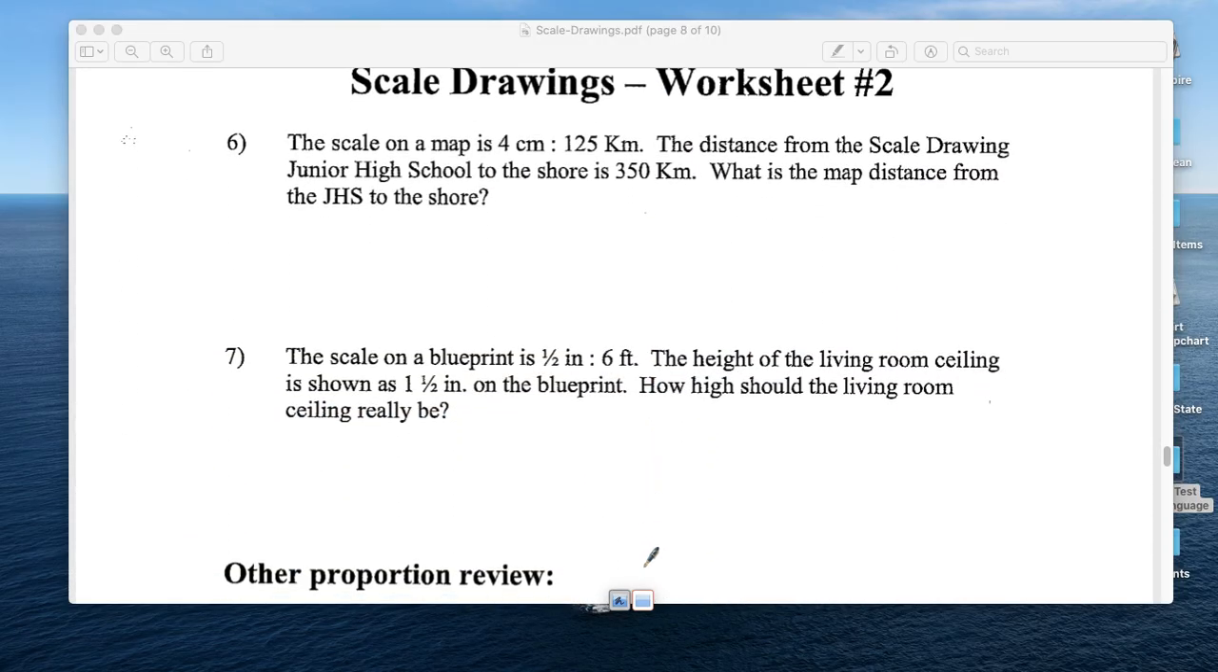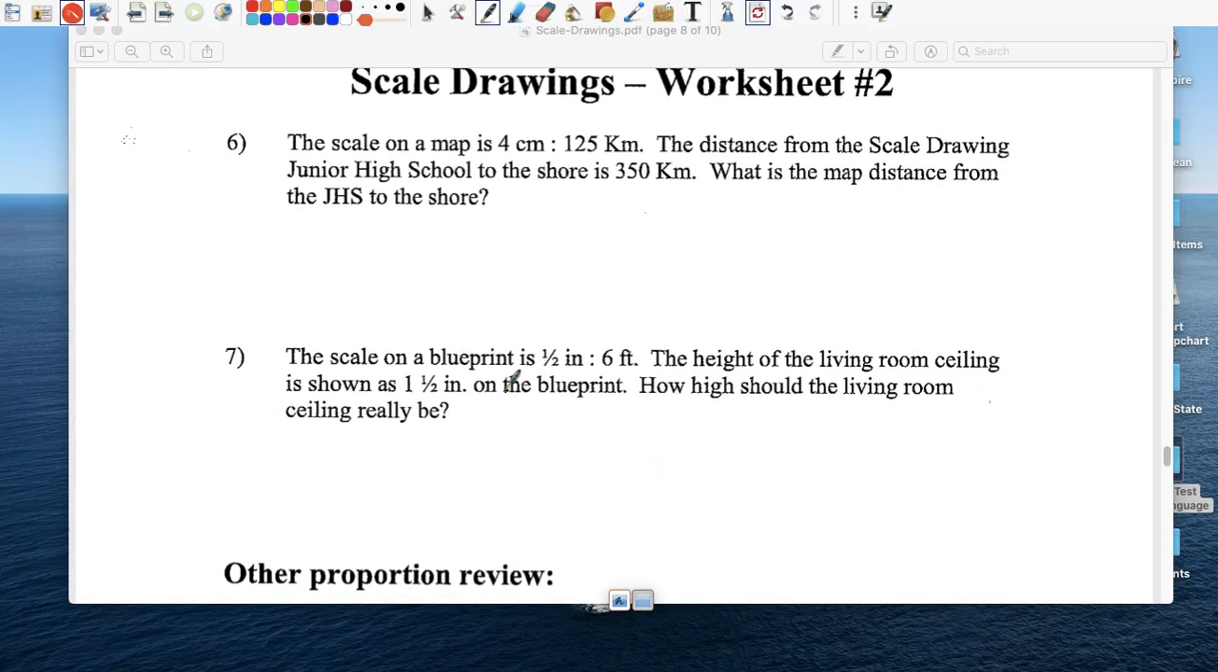Okay, two more. The scale on the map is 4 centimeters to 125 kilometers. The distance from the scale drawing junior high school to the shore is 350 kilometers. In real life, the distance between these two locations is 350 kilometers. But what is that distance on a map? How many centimeters would that be?